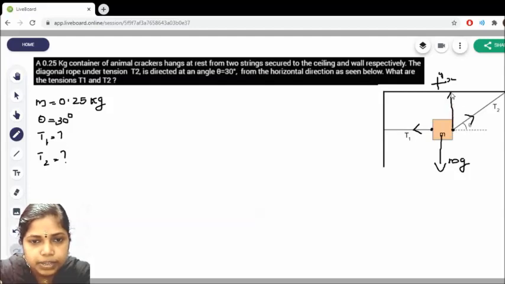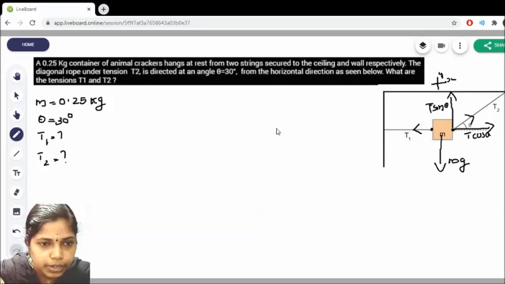So from that, if I am resolving likewise, this will be T cos theta and this will be T sin theta. Right. This is the way to resolve the components. Now let's draw the free body diagram.